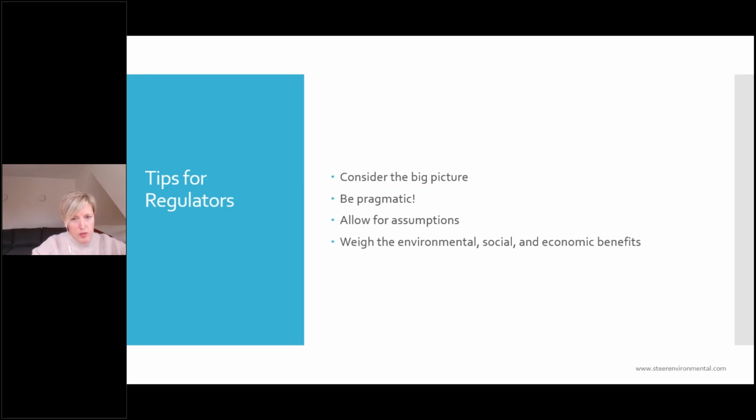We need to allow for assumptions, for informed assumptions, for conservative assumptions. But again, there's always going to be a little bit of uncertainty, and we've got to trust the experts that they're making conservative decisions in this area. And then lastly, I think it's important for everybody just to weigh the environmental, social, and economic benefits when you're evaluating your remediation options, because risk assessment has or can provide many of those benefits.